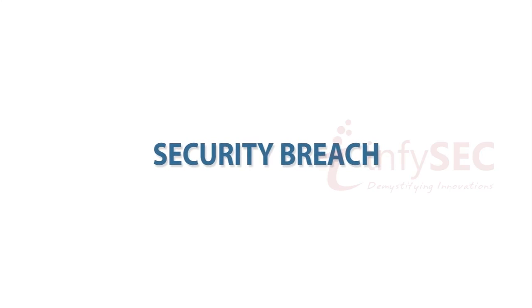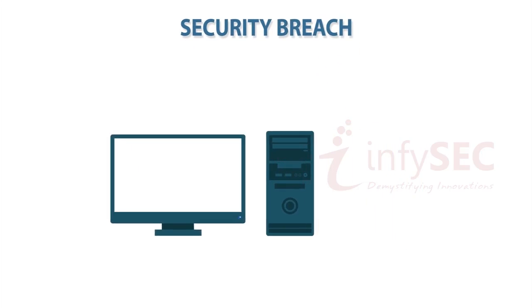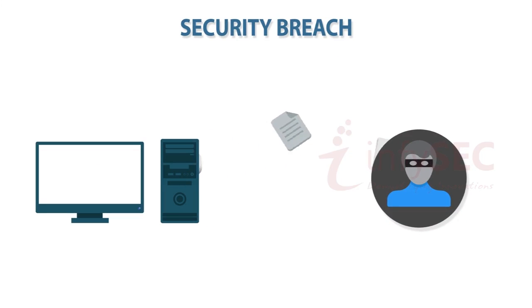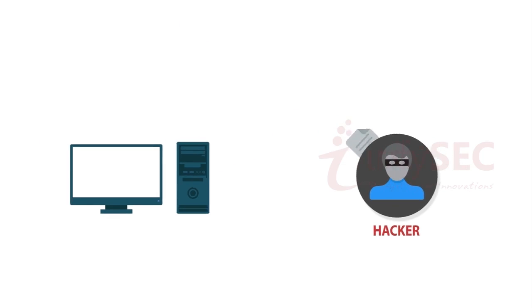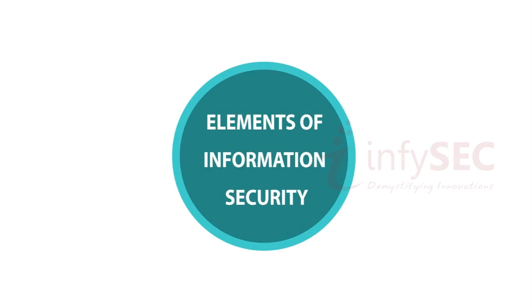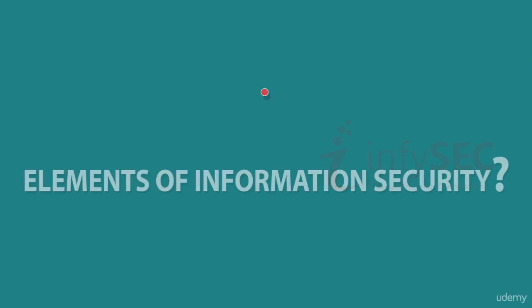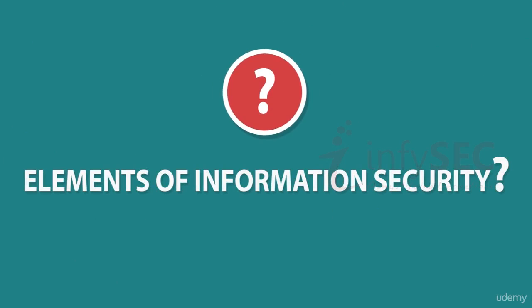A security breach occurs when sensitive or confidential data is leaked, stolen, or destroyed by an unauthorized individual, a hacker. This security breach can be avoided in general by concentrating on the elements of information security. What are the elements of information security?